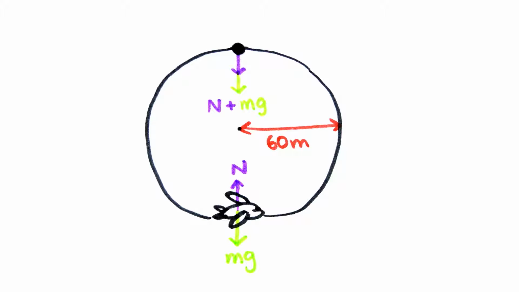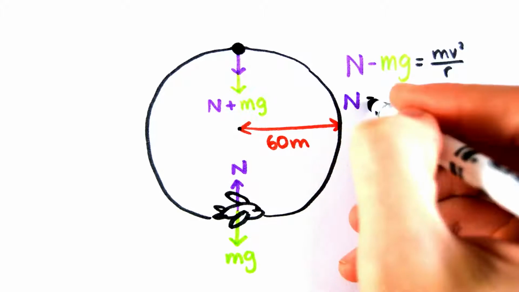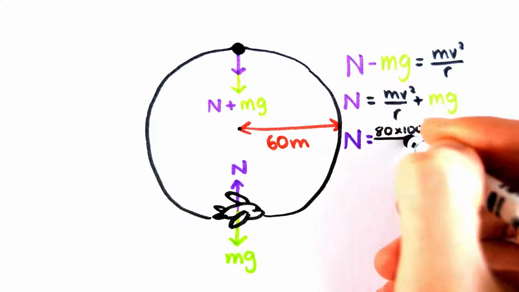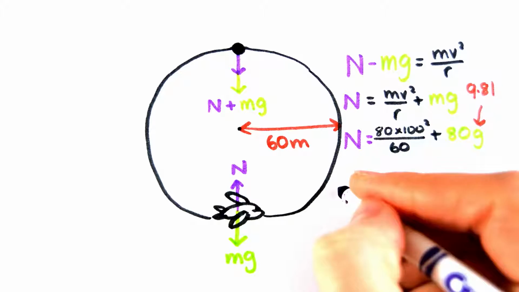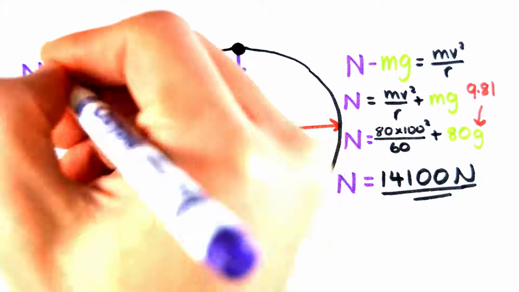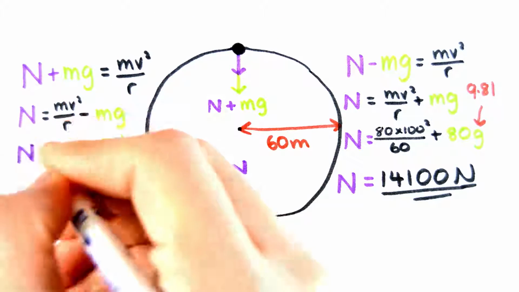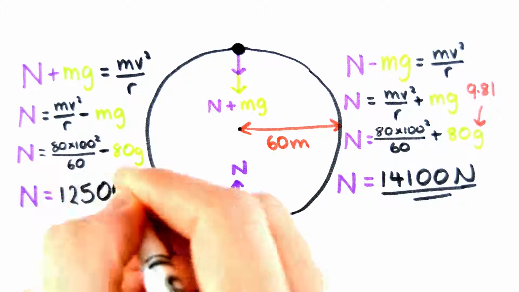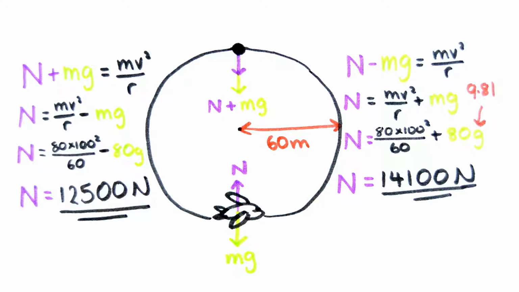Given that the pilot had a mass of 80 kilograms and the plane was travelling at 100 meters per second, we can work out the normal reaction force acting on the pilot at the bottom of the circle to be 14,100 newtons, and at the top the normal reaction force as 12,500 newtons, which is a very strong force.